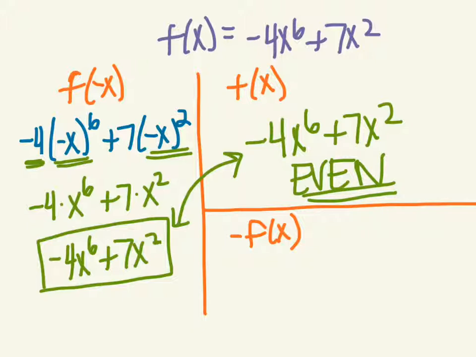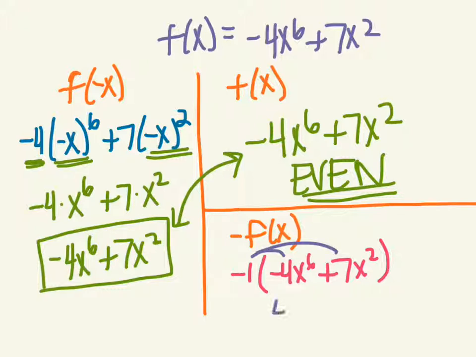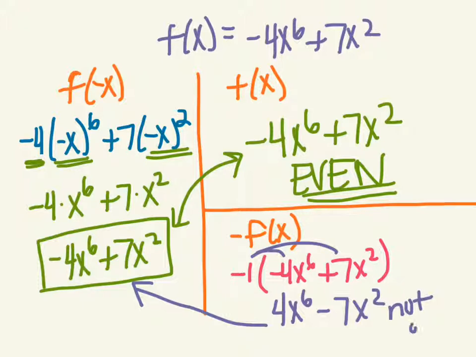You don't then need to continue to do the odd test, but if you just want to see why it's not odd, if I take the original function, negative 4x to the 6th plus 7x squared, and multiply in that negative 1, you're going to end up with a positive 4x to the 6th minus 7x squared, which when compared to that is definitely not the same, so that shows that it is not odd.